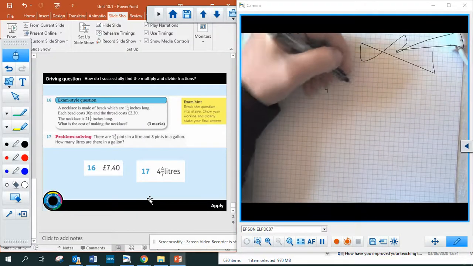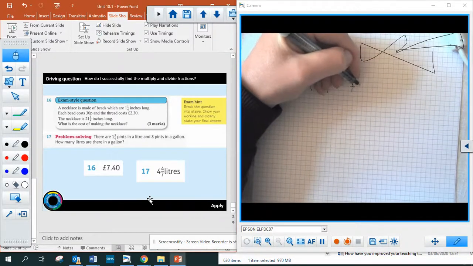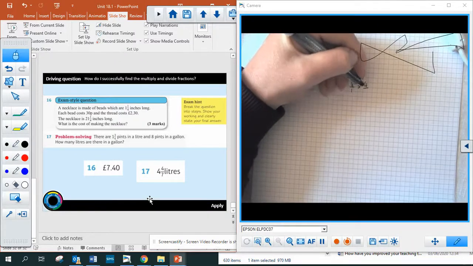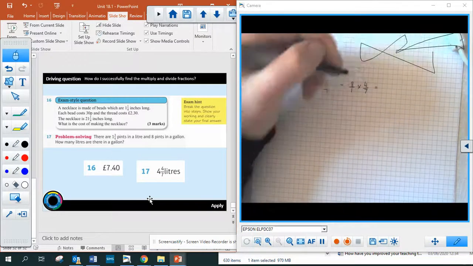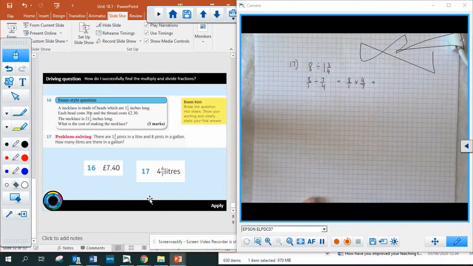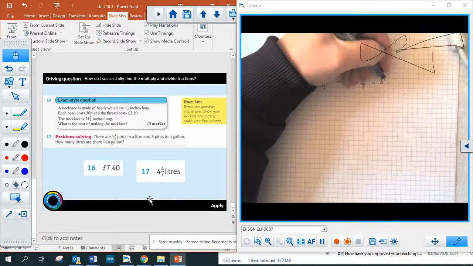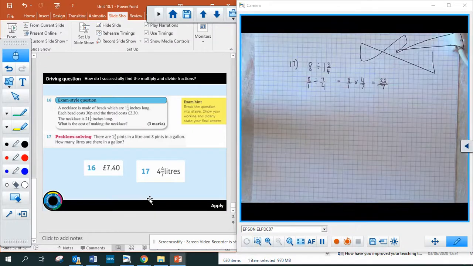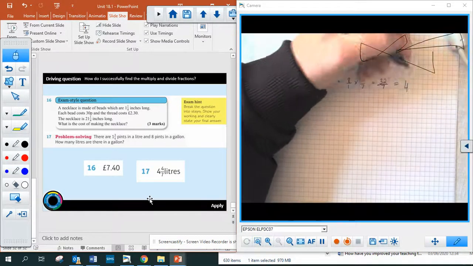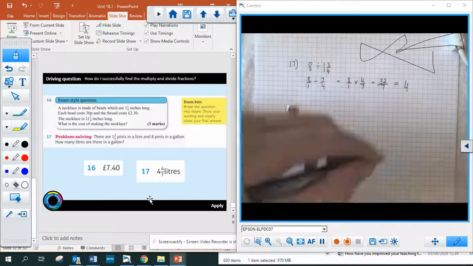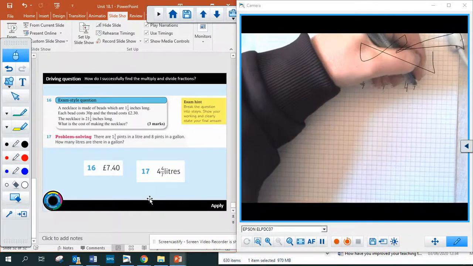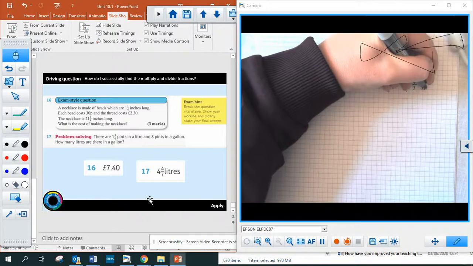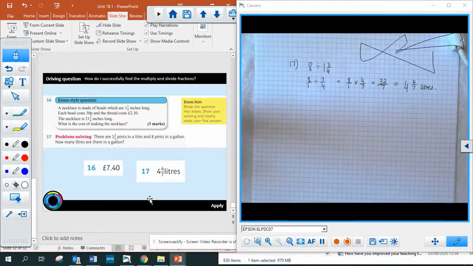Okay, apply our rules. Keep, change, flip. 8 times 4 is 32. 1 times 7 is 7. Convert this to a mixed number. How many 7s go into 32? That will be 4, because that gets us to 28 with 4 remaining. So it's 4 and 4/7 litres. Okay, and that's your final answer.